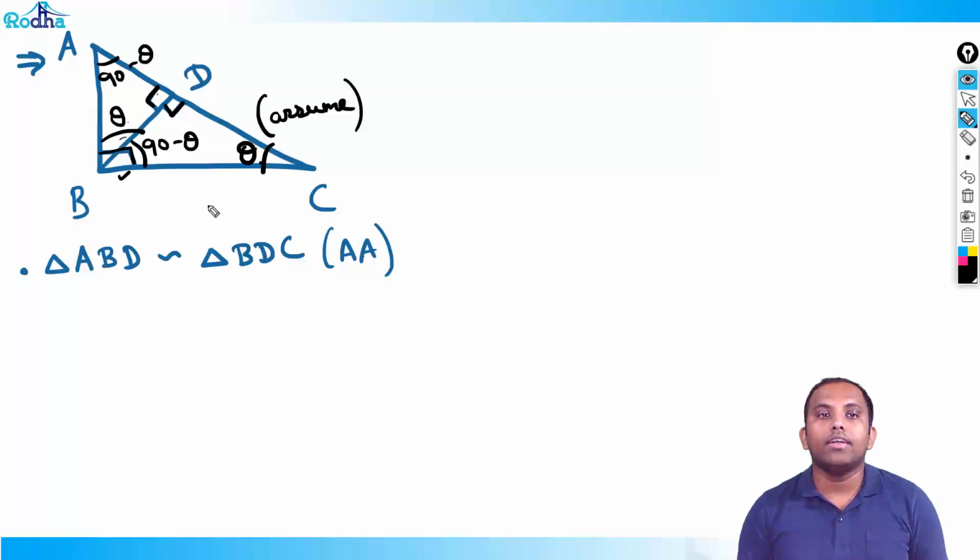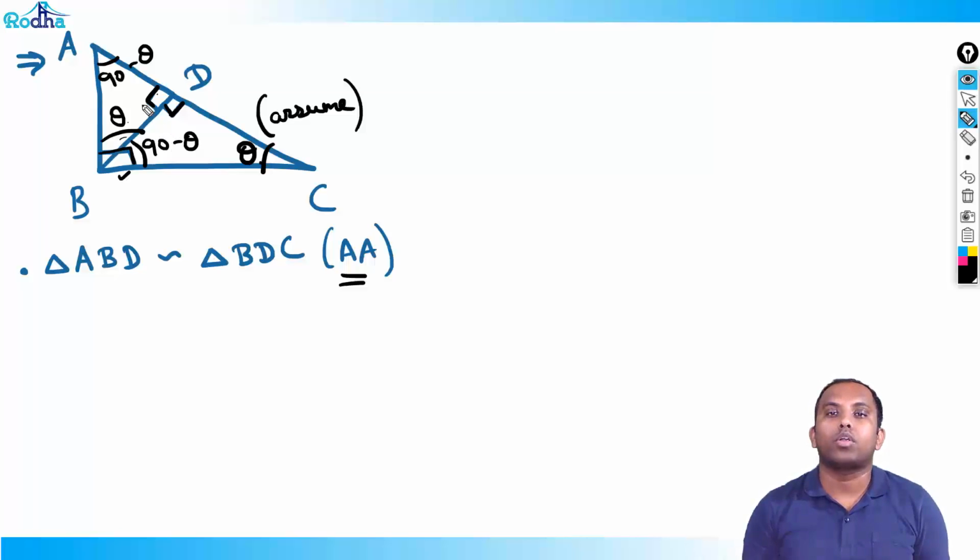You can see that these two triangles are similar by AA similarity. AA similarity means if two angles are equal, obviously the third one has to be equal because the sum has to be 180 degrees. So here all three angles are equal, which means the triangles are similar. So triangle ABD is similar to triangle BDC.